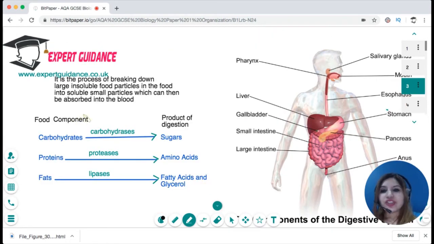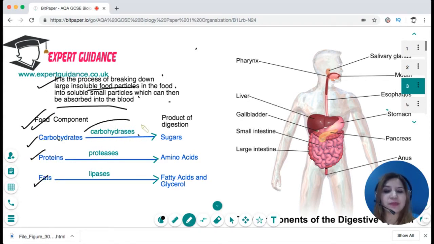Now, let us talk about digestion. What is digestion? Digestion is the process of breaking down large insoluble food particles in the food into soluble smaller particles which can then be absorbed in the blood and used up. Now, what are the bigger components which are present in the food? These are carbohydrates, proteins, and fats. The carbohydrates get digested by special enzymes called carbohydrases into simple sugars. Proteins get digested by proteases into amino acids, and fats are digested by lipases into fatty acids and glycerol.